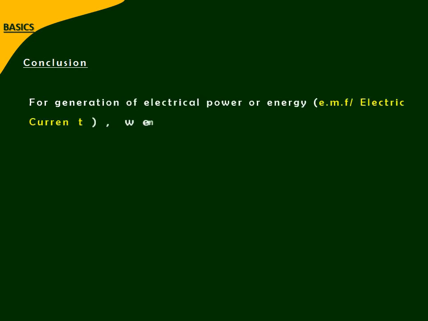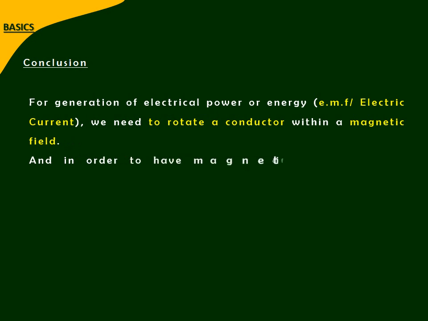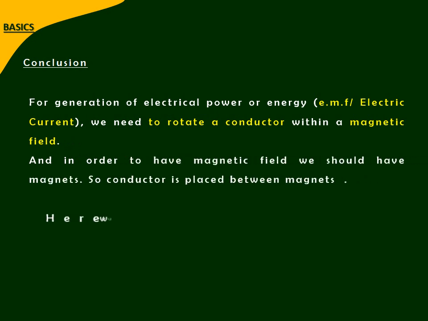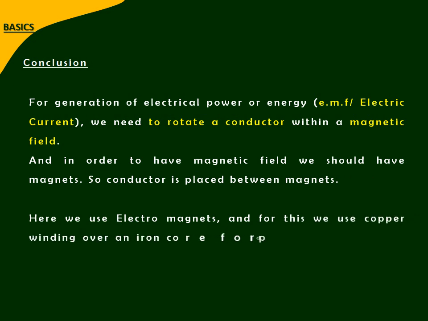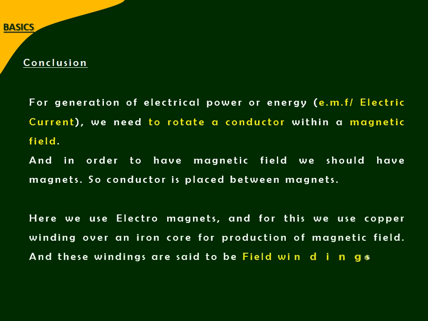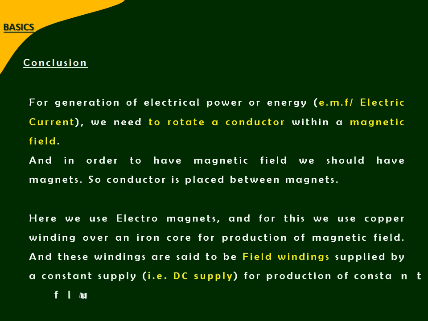What is the conclusion we have drawn? We have drawn the conclusion that for generation of electrical power or energy, we need to rotate a conductor within a magnetic field. And in order to have a magnetic field, we should have magnets. So the conductor is placed within or between the magnets. Here we use electromagnets, with copper winding over an iron core for production of the magnetic field. These windings are called the field winding, supplied by a constant supply for production of a constant or stationary flux or magnetic field.